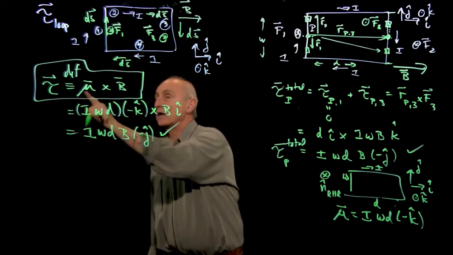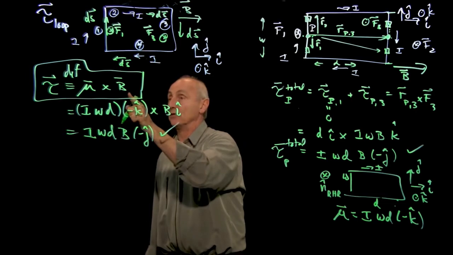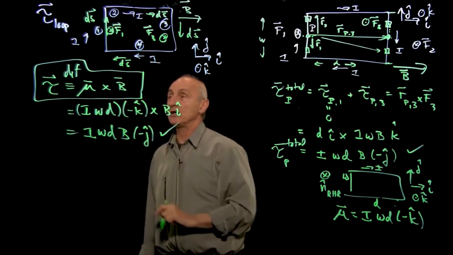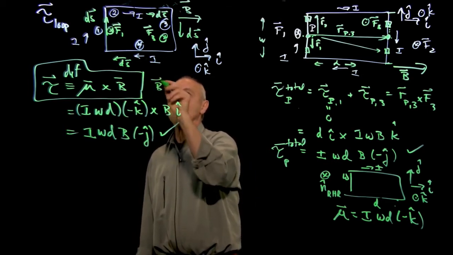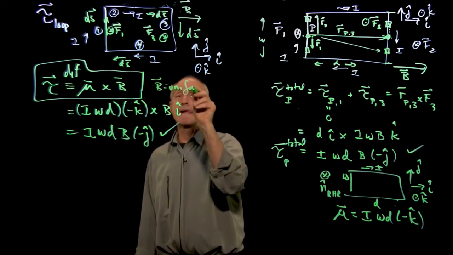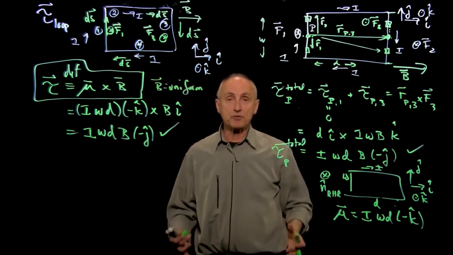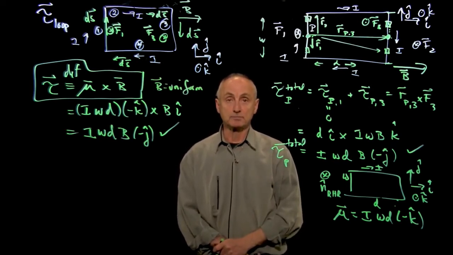So this is the torque on a current loop in a uniform magnetic field, and we refer to it as a torque on a magnetic dipole in a uniform magnetic field. So here for this calculation, B was uniform, and that's how we made this calculation. So that's our first calculation about torques on a dipole.